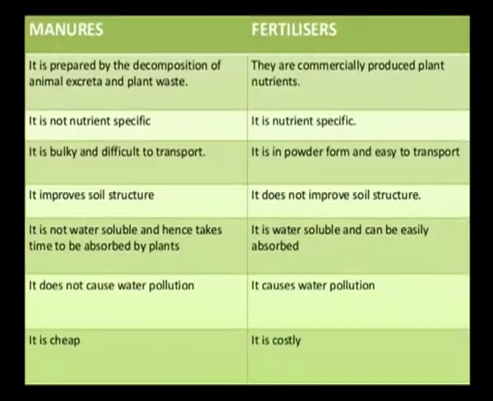Manure is bulky and difficult to transport. Fertilizers are in powder form and very easy to transport. Manures improve the soil structure. Fertilizers do not do that. In some cases they actually decompose or change the soil structure. Manure is not water soluble and hence takes time to be absorbed by the plants. Fertilizers are water soluble and that is how they are applied. It is in powder form, they are dissolved in water and it is applied to the soil or the plant and it is readily absorbed.